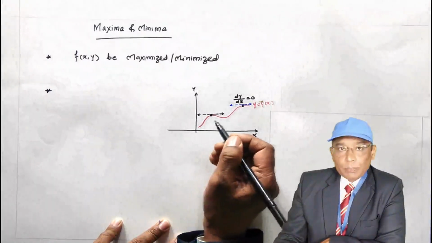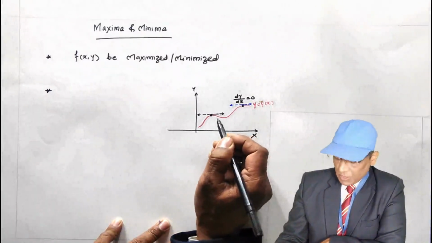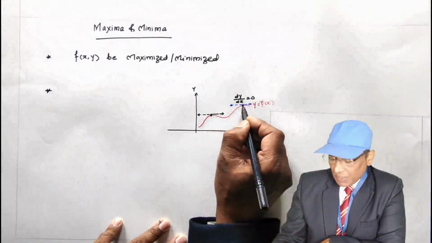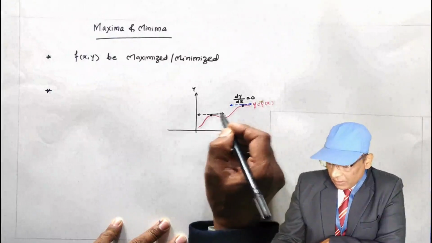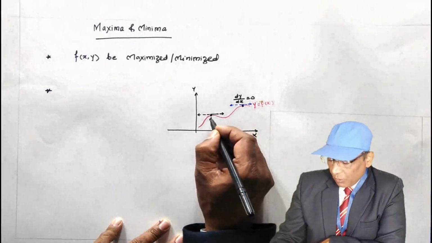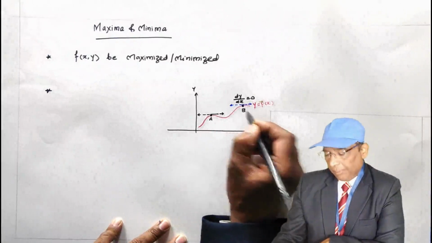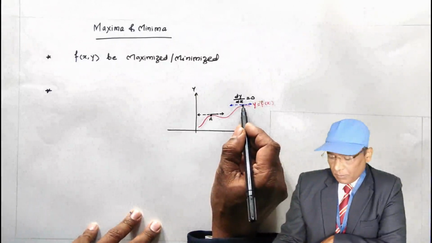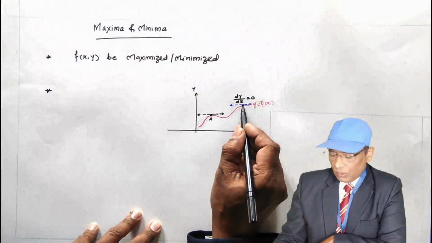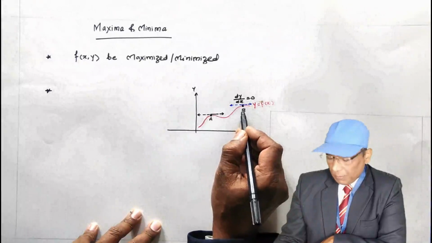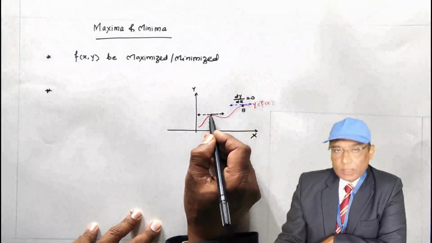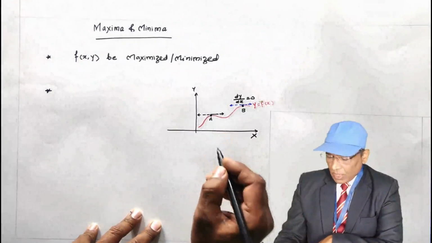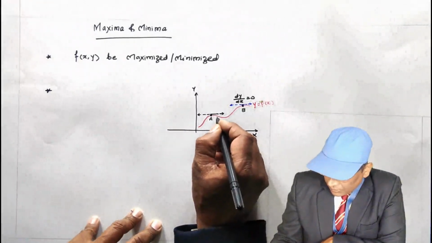We have two points where the function has a maximum. At this point the function has a maximum, and at this point the function has a maximum. If I name those points A and B, the point B is the global maximum because the function has the maximum value throughout at B, and at this point A the function has the local maximum. Just I am going to elaborate it like this.